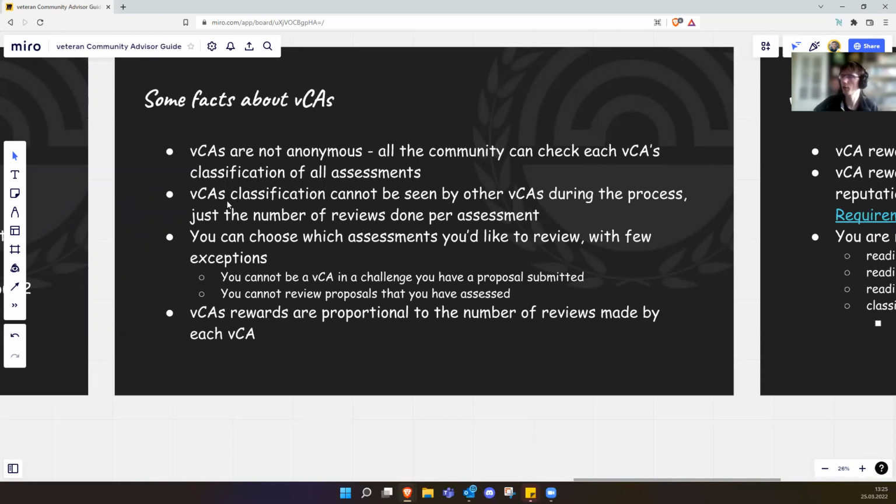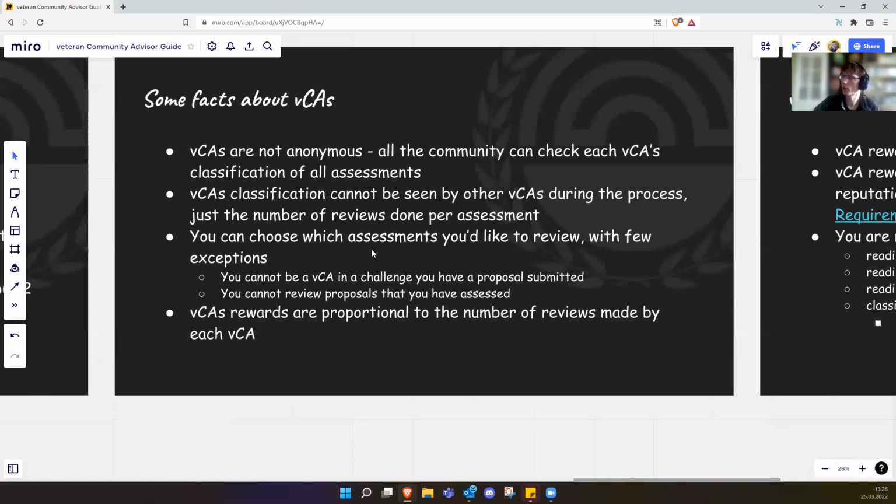Another thing is that a VCA's classification cannot be seen by other VCAs during the process. The goal is that when you go through these assessments and mark some excellent or filtered out, you do not share this information with other VCAs, so that everybody sees it from their own perspective. Once the stage is over in the Project Catalyst life cycle, all of that information is aggregated and we can have a collective, hopefully unbiased understanding of which assessments were good, which were excellent, and which we wanted to remove.